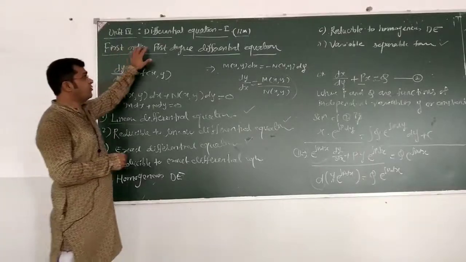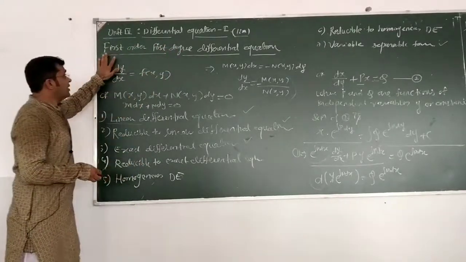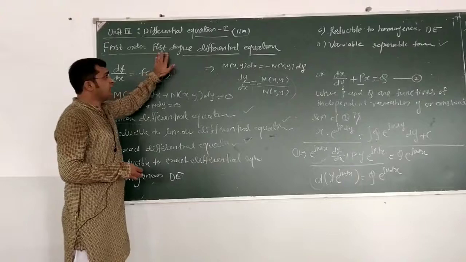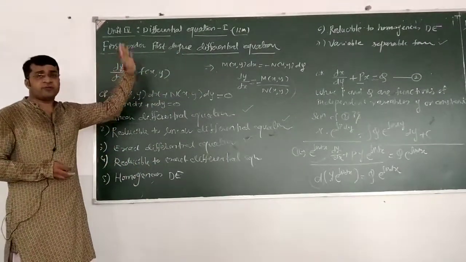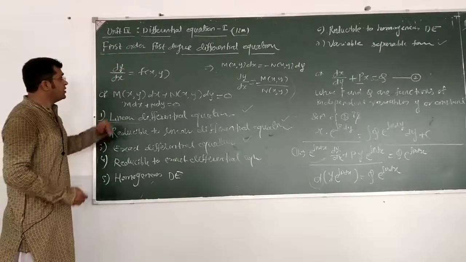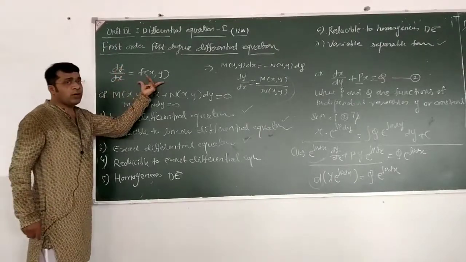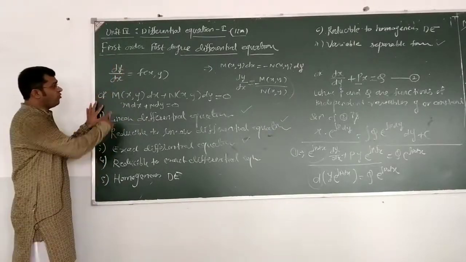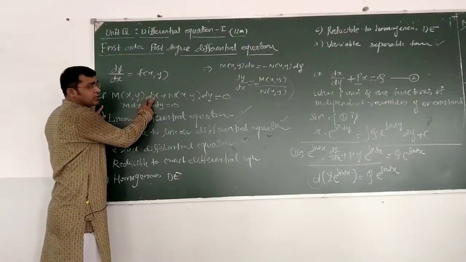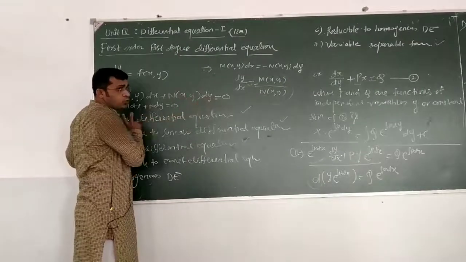The topic is differential equations. In that, we are defining the first order, first degree differential equation. There are two standard forms of the first order, first degree differential equation. The first one is dy by dx equals f of xy, or we can write it in this form: M of xy into dx plus N of xy into dy equals 0.